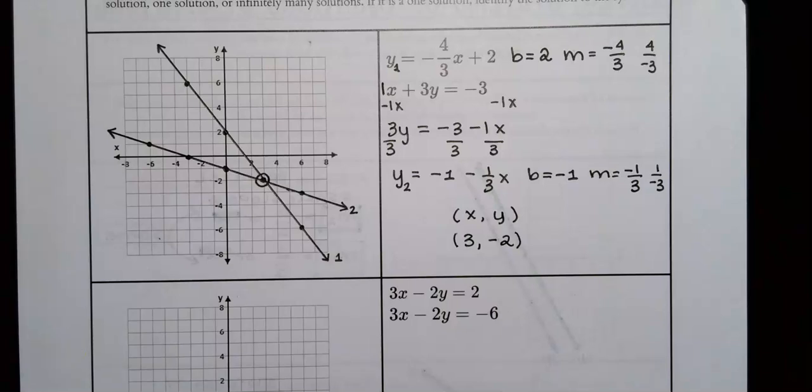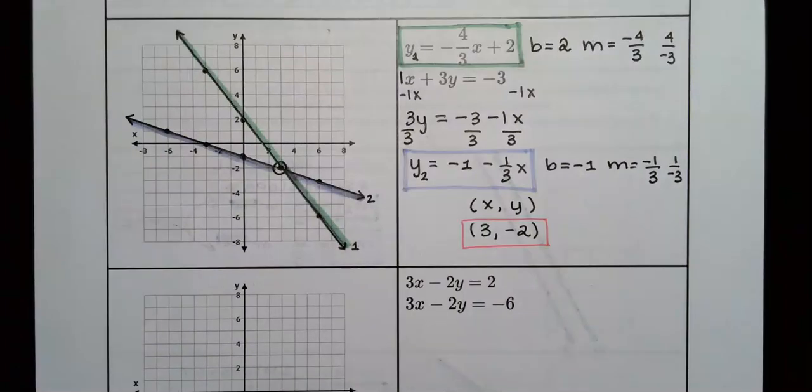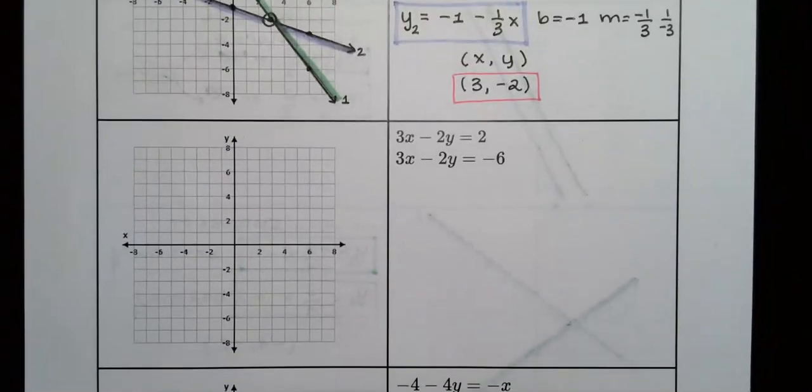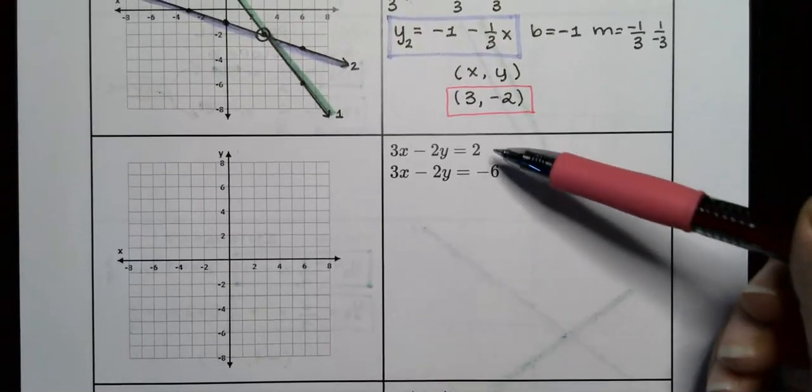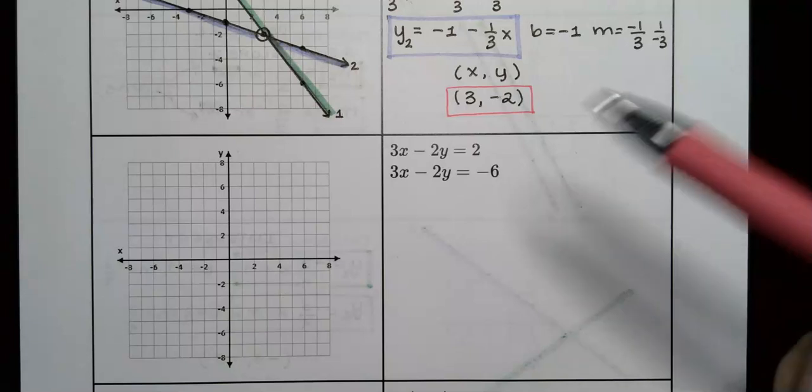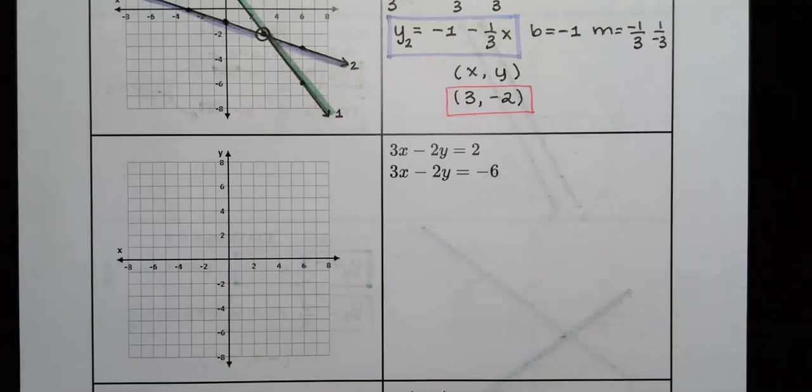All right, so let's go ahead and look at the second line here. One of the things that we're going to notice is that they are not ready for us to graph. They are in standard form. We have to solve both of these equations for y. Now, before you do that, I do want to point something out.